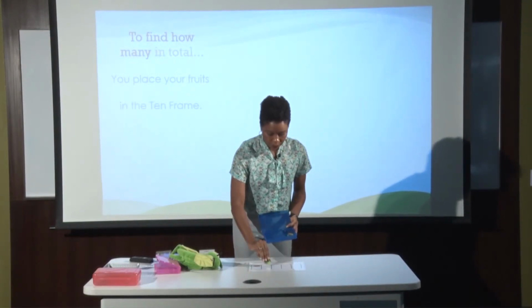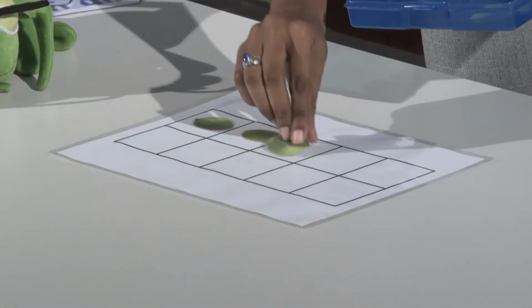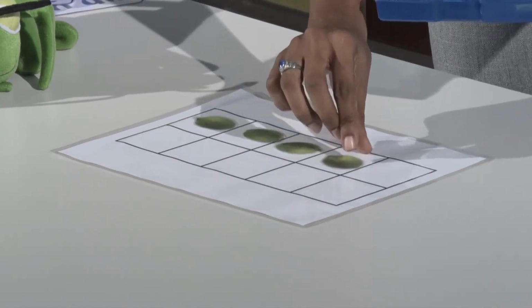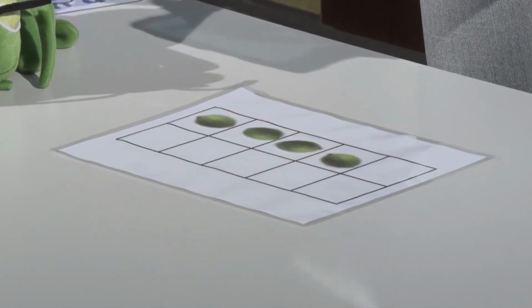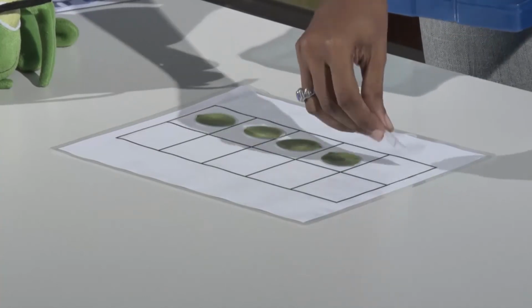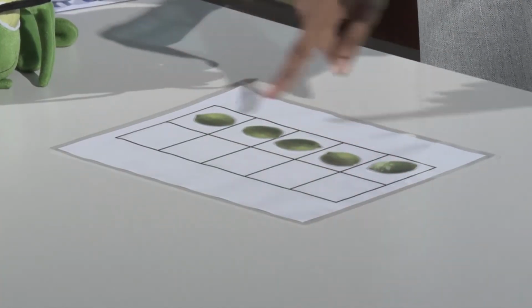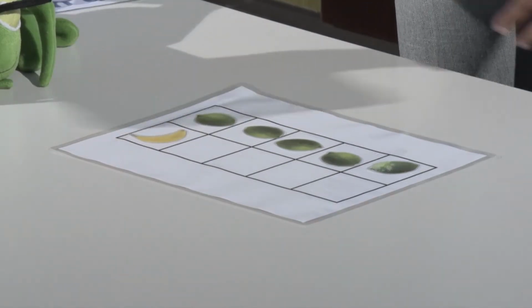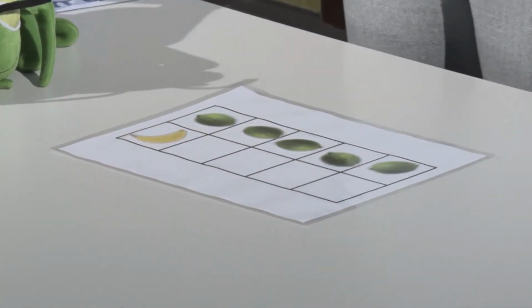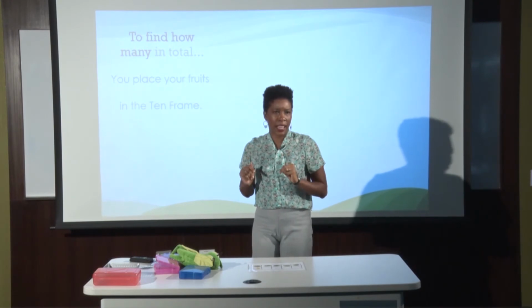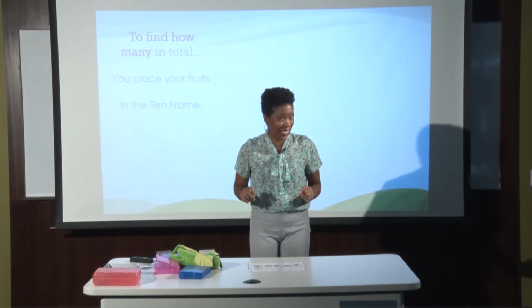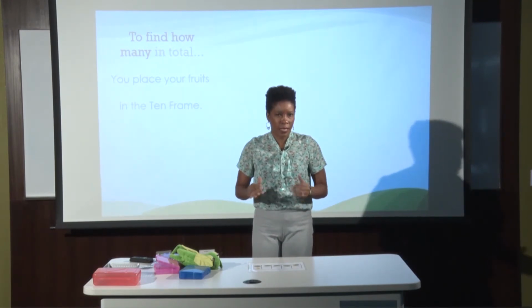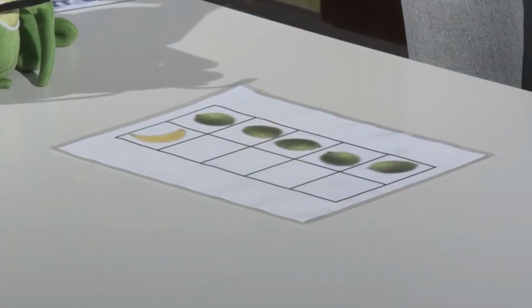1, 2, 3, 4, 5. 5 limes. And we add 1 banana. I know you already can tell how many fruits there are all together, but still, I'm going to count. Let's go.